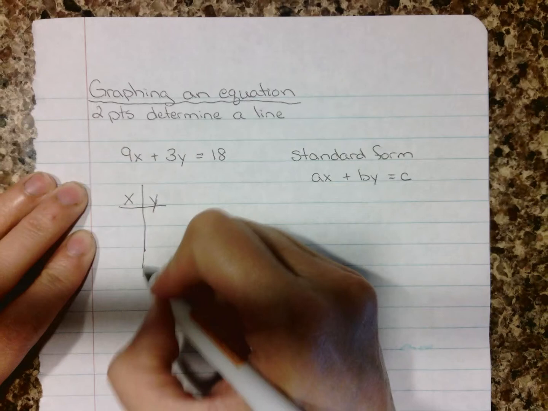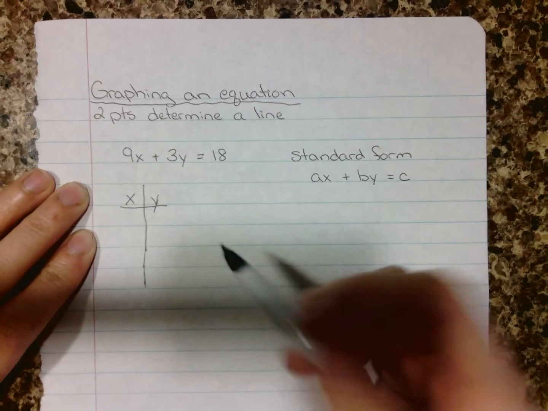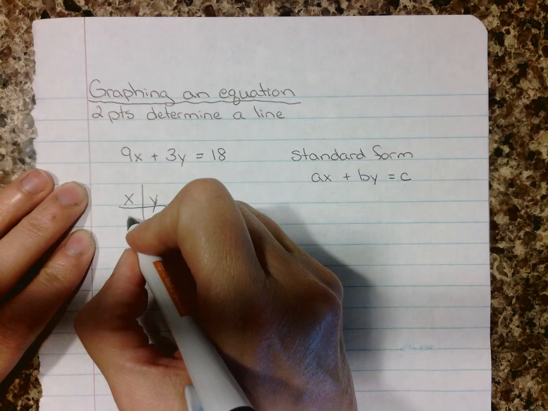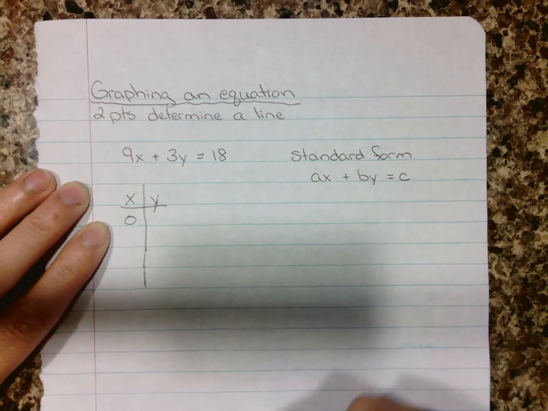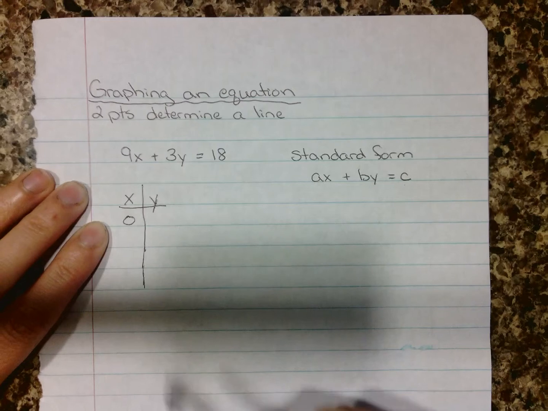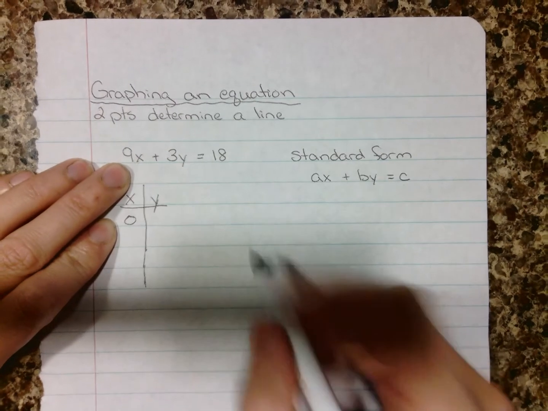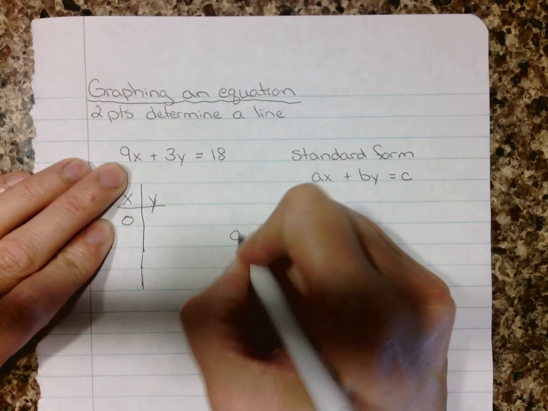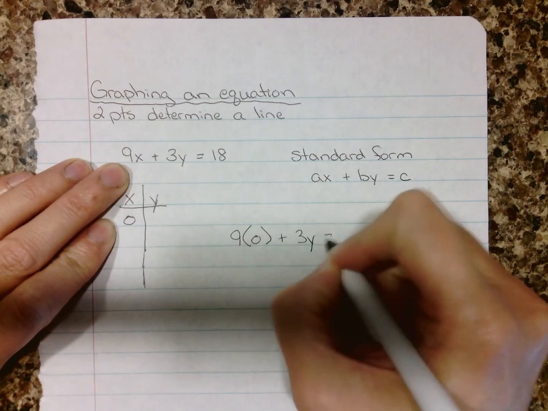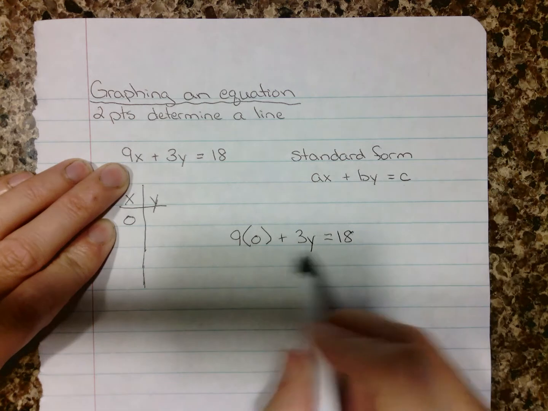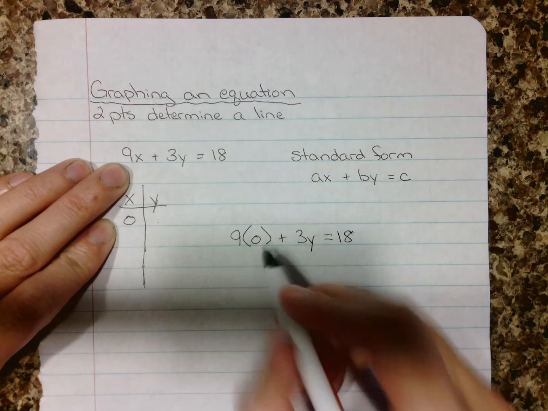Again, you can find numerous answers to the solution. To start off, though, it's always easiest to start off with 0, or finding where the graph crosses the X and Y axis. So if I put 0 in for X, I would start looking at 9 times 0 plus 3Y equals 18. So I'm trying to find what Y would have to be to make this statement true.